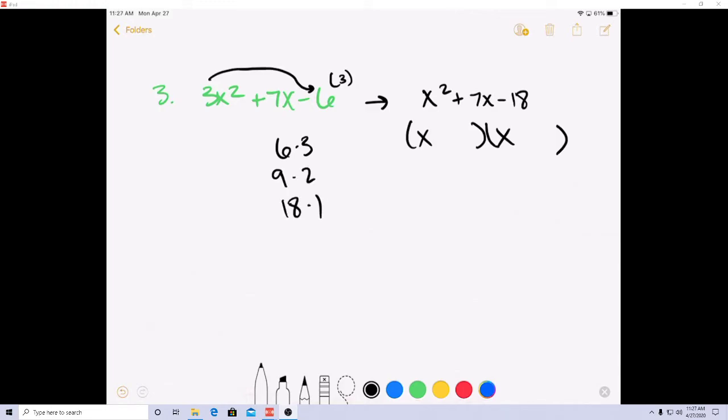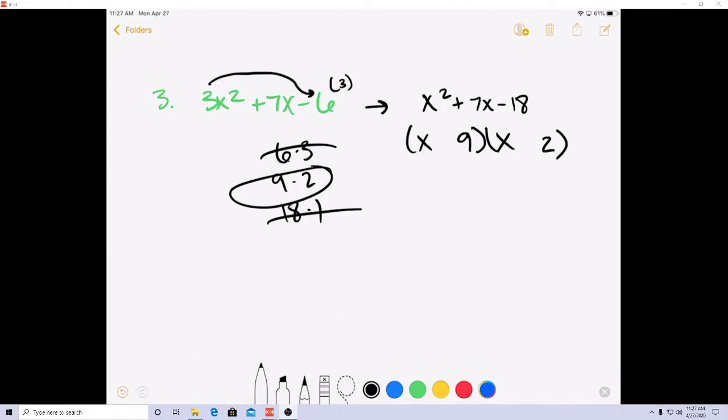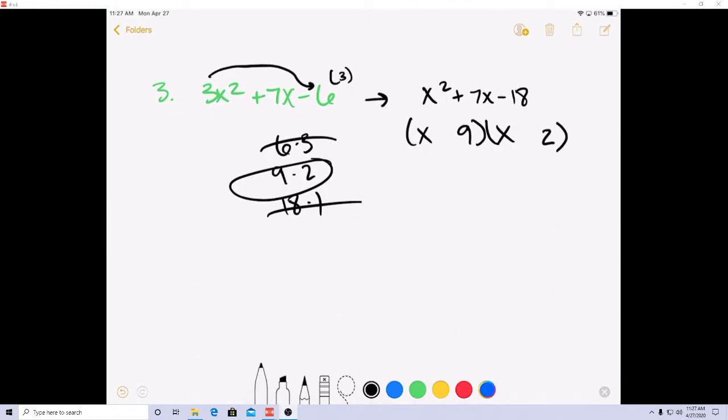That can make a 7. Nope, yes. 9 and 2. Again, the bigger number, which in this case is the 9, is going to get the middle sign.